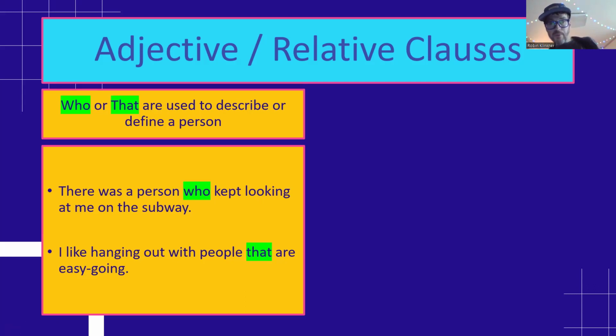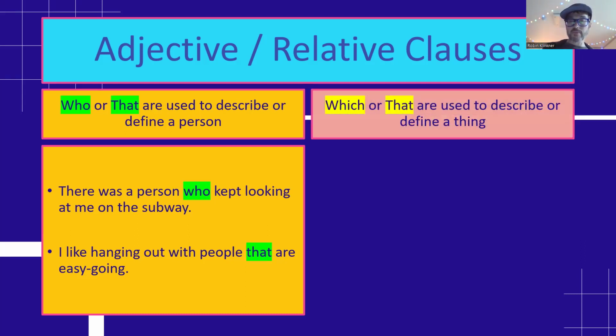I like hanging out with people. That makes more sense, but it just sounds like anybody, as long as they're people. But maybe the person doesn't like hanging out with anybody. They only like hanging out with certain types of people. Or in this sentence, they're telling the listener which types of people they like hanging out with. I like hanging out with people that are easygoing.